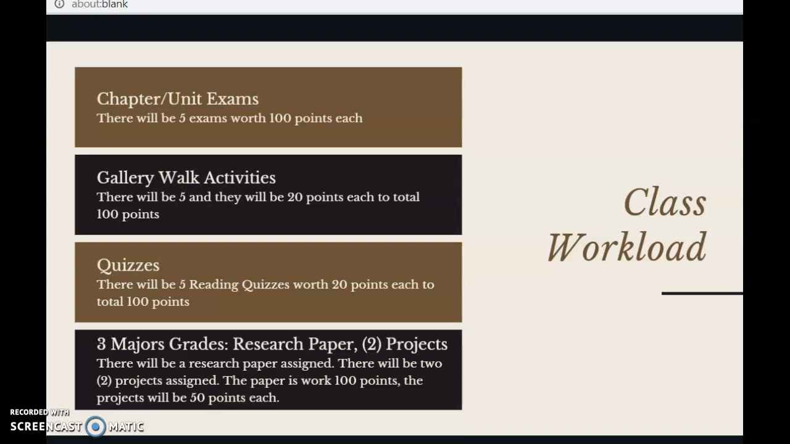There will be quizzes. There will be 5 reading quizzes worth 20 points each, so there are 100 points total. And there will be 3 major grades, which is going to be a research paper and 2 projects that I will assign. The paper will be worth 100 points. The projects will be worth 50 points each. So the research paper, I'll get to that topic later in the school year when it comes up. The projects also, as they get closer, I will send out the paperwork so that you guys can know what I want and what I would like to see.